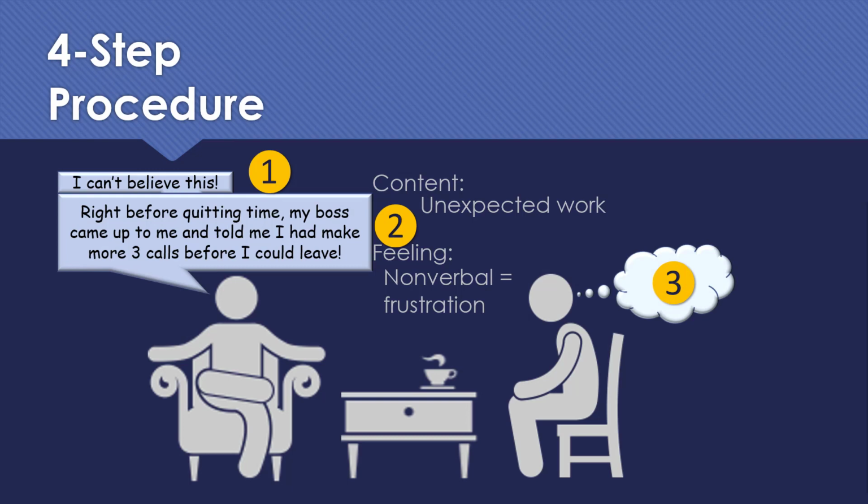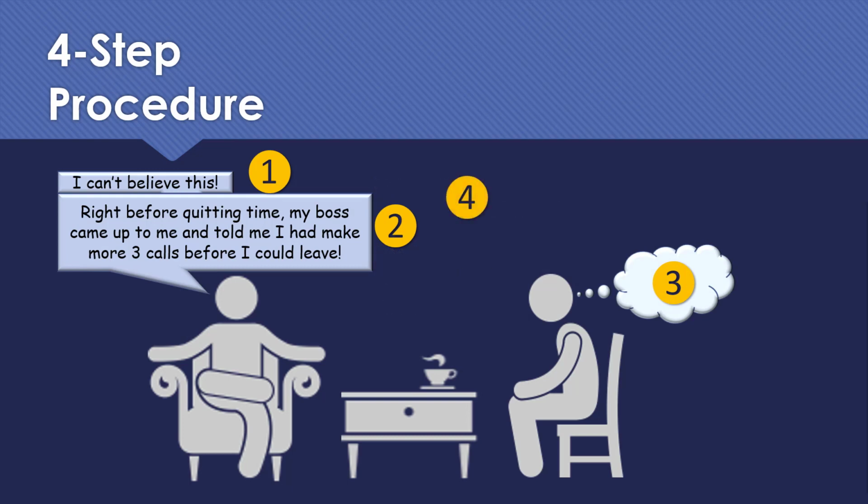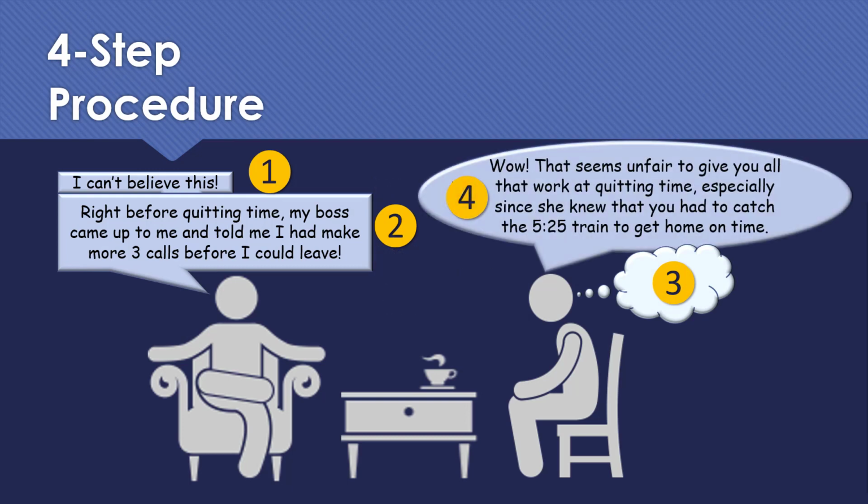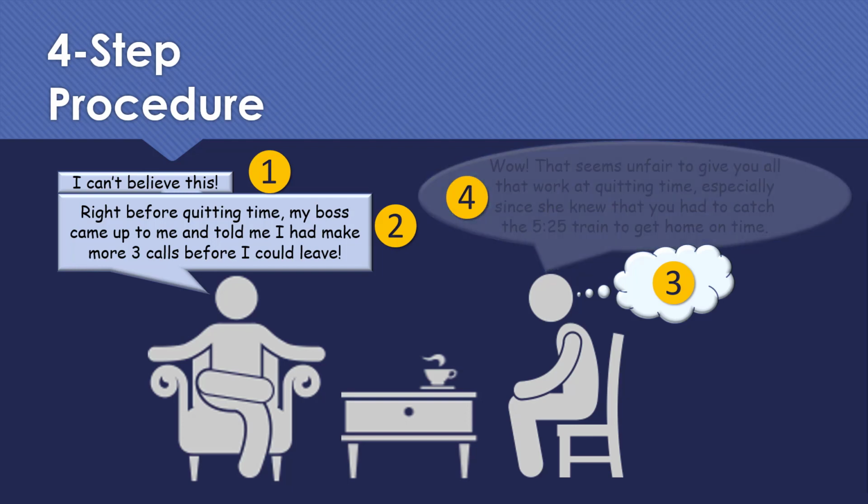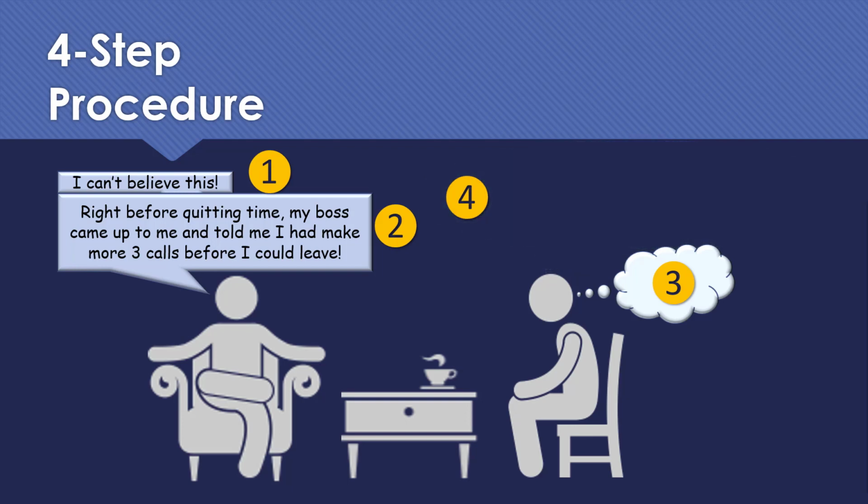These are steps 2, paying attention to what's in the message, and 3, determining what it means to you. For step 4, creating a message, you might word your interpretation as, "Wow, that seems unfair to give you all that work at quitting time, especially since she knew that you had to catch the 5:25 train to get home on time." Now Chris has the option of confirming your interpretation or clarifying it. If you guessed wrong, give Chris another chance to restate what he means. If after another attempt you still don't get it, stop trying to paraphrase, or Chris might get even more upset that you just don't understand.